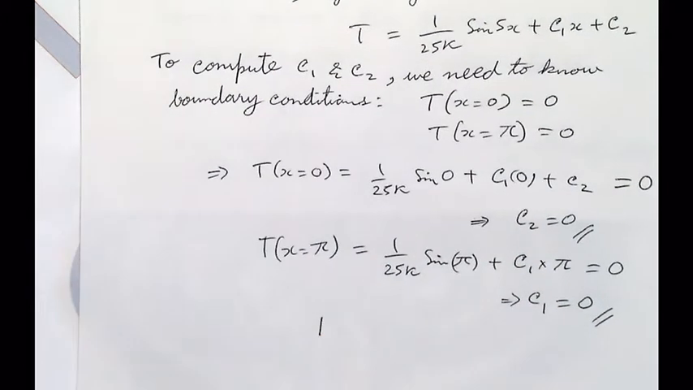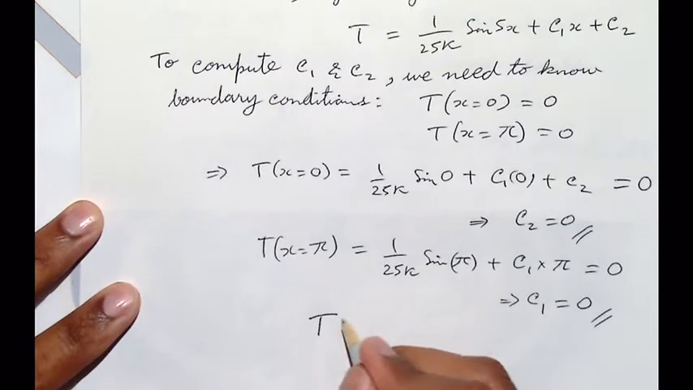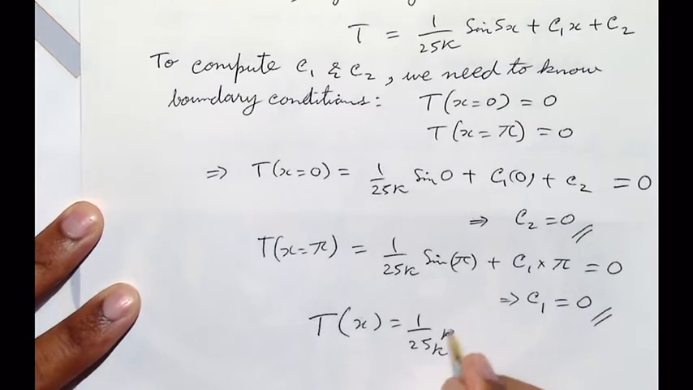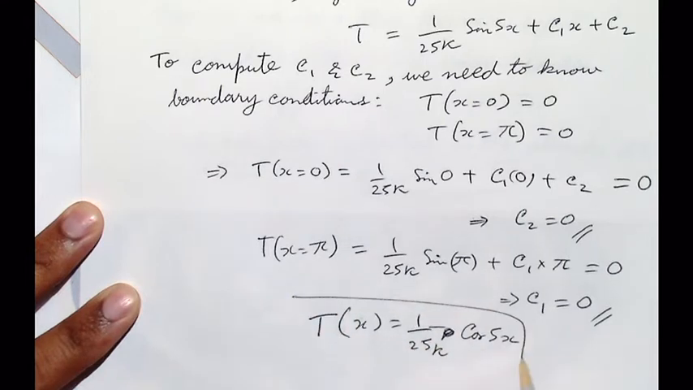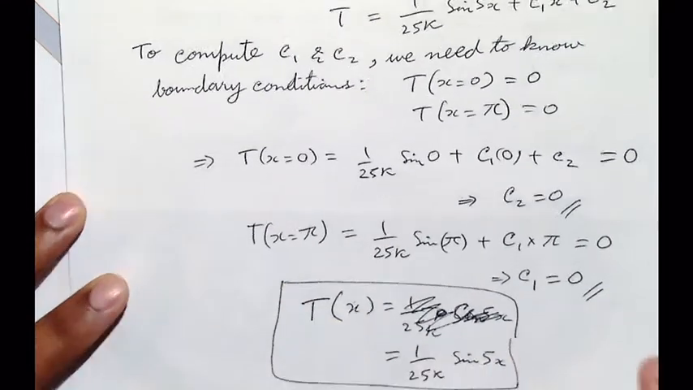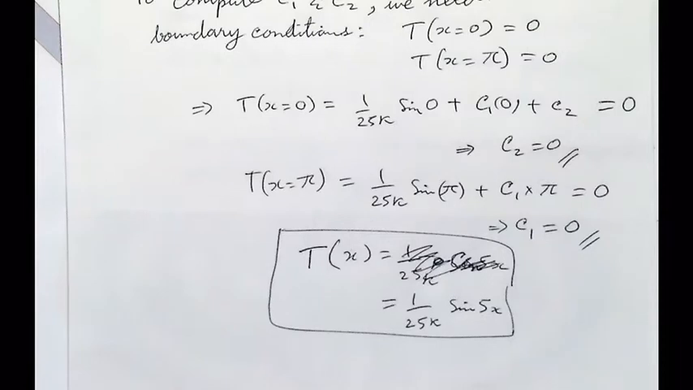So I get finally t of x equals 1 over 25 kappa sine 5x. Okay, so we were able to solve this Poisson's equation very easily.